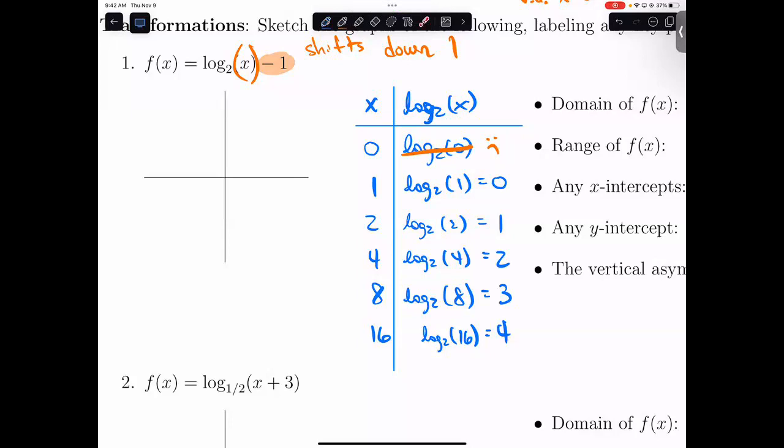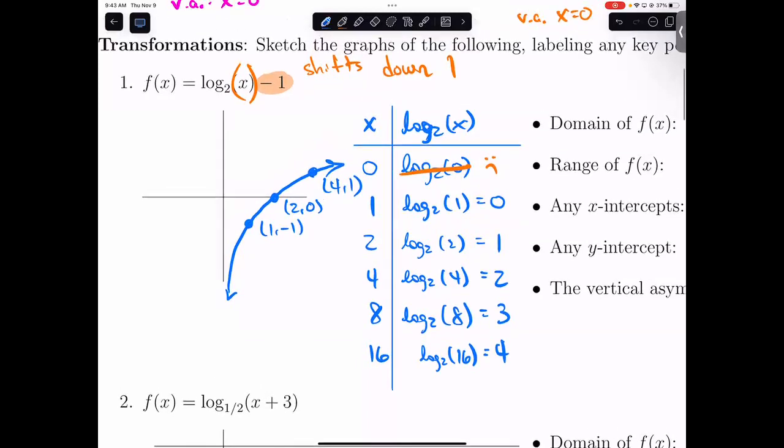Okay, then what we do is shift it down 1. So this point that was at 1, 0, now it's 1, -1. 2, 1 now is 2, 0. 4, 2 would be 4, 1 because of the shift.